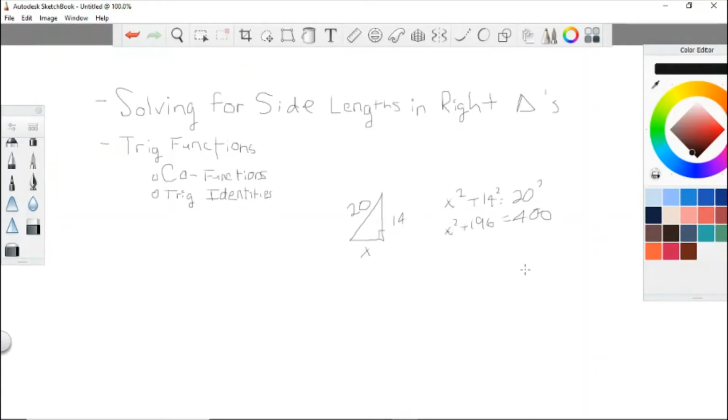Now, using very basic computation, we get x squared equals 204. We take the square root. Ta-da! We get x equals 2 root 51. And again, we want to give the most exact answer. So that's the answer for example 2. 2 root 51.